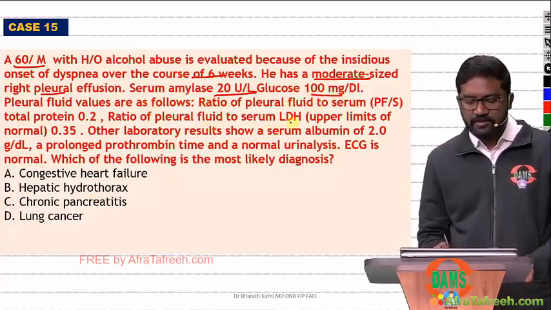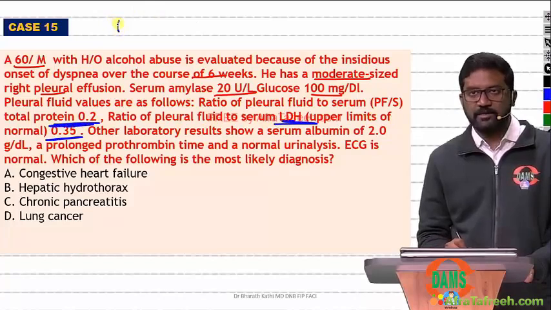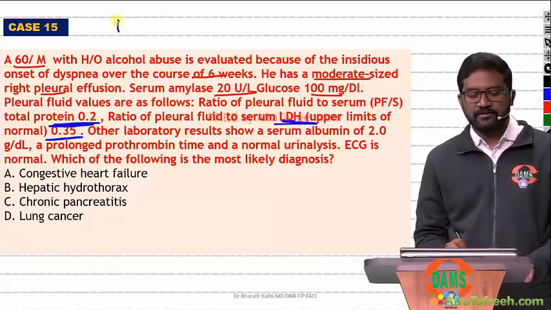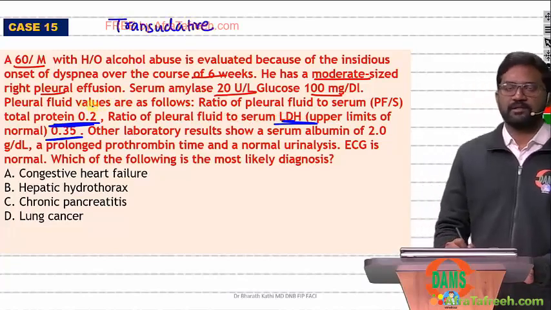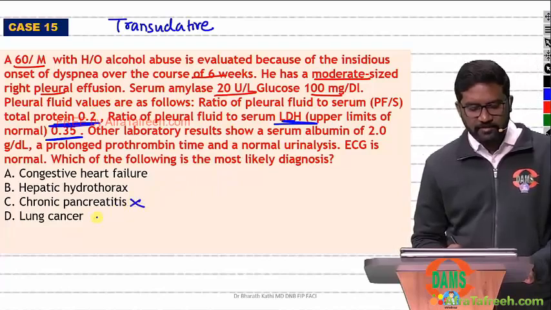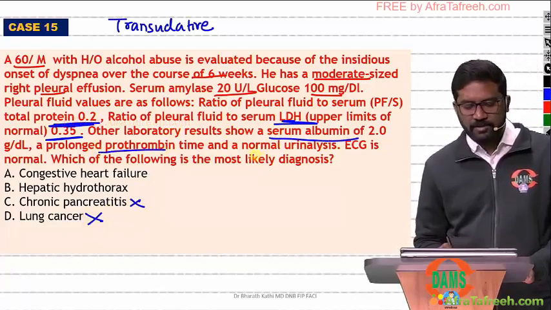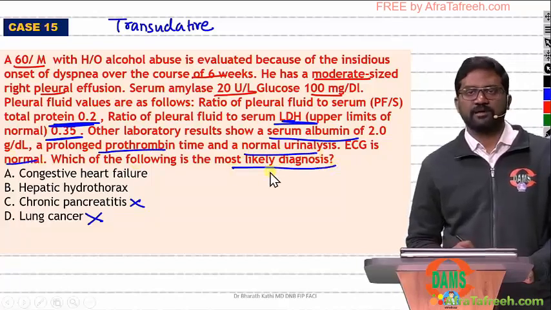If you notice here, the LDH ratio is less, protein ratio is less. So whenever they give you any pleural fluid analysis, first see the ratio. By seeing the ratio, this is looking like transudative pleural effusion, because protein ratio, LDH ratio is less. Because it is transudate, I can rule out chronic pancreatitis and lung cancer. But patient's albumin is less, prolonged prothrombin time, normal urine analysis, ECG is also normal. What is the most likely diagnosis?